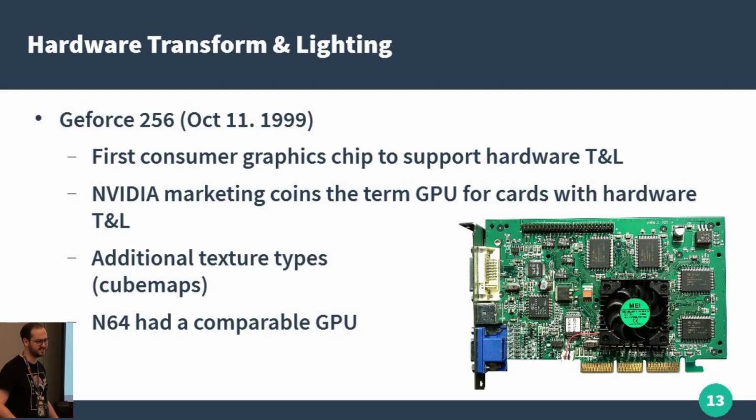This is no longer just a dinky little triangle rasterizer. This processes all the graphics. It added an additional texture type called cube maps, which, if you know, you know. And the N64 had a comparable GPU. The N64 had very basic hardware transform and lighting capabilities, and that's why N64 was actually more powerful than PS1, or at least one of the reasons, but that's a bit of an aside.